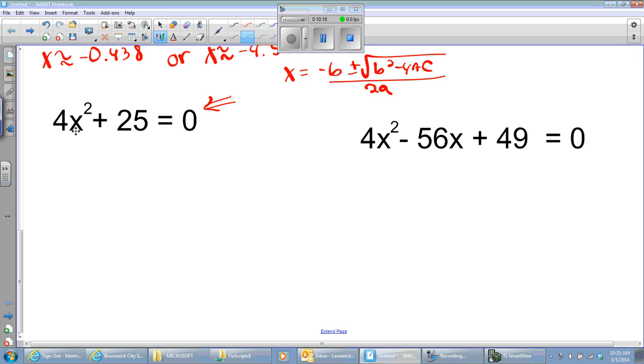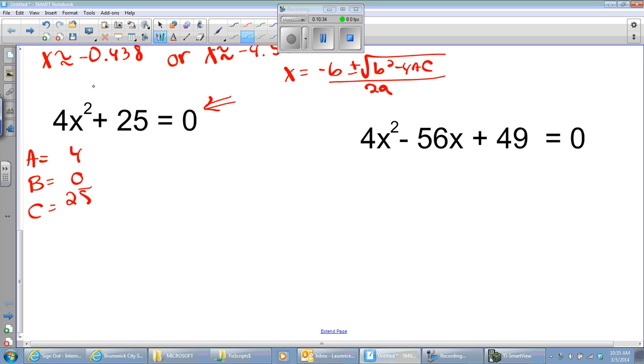So I get to this problem. I'm not going to factor it. I'm going to use the quadratic formula. I've got to remember it's a, b, c. Easy as 4, 0, 25. Some of you were thinking this was 25. It's not. Just like standard form.